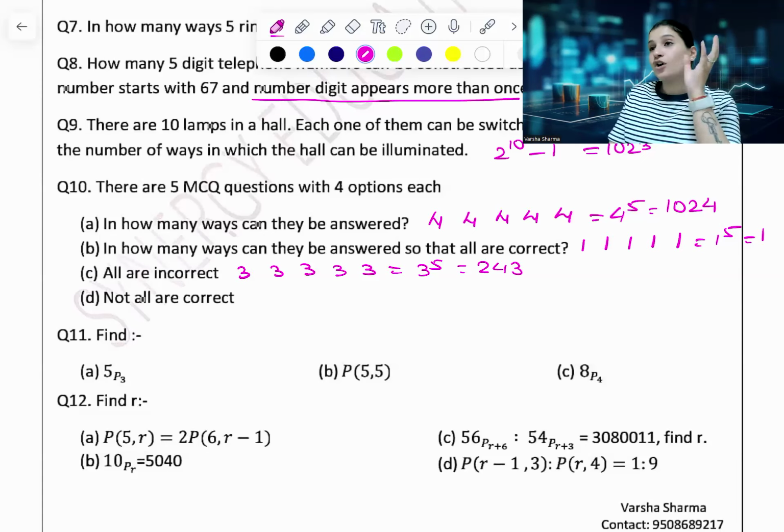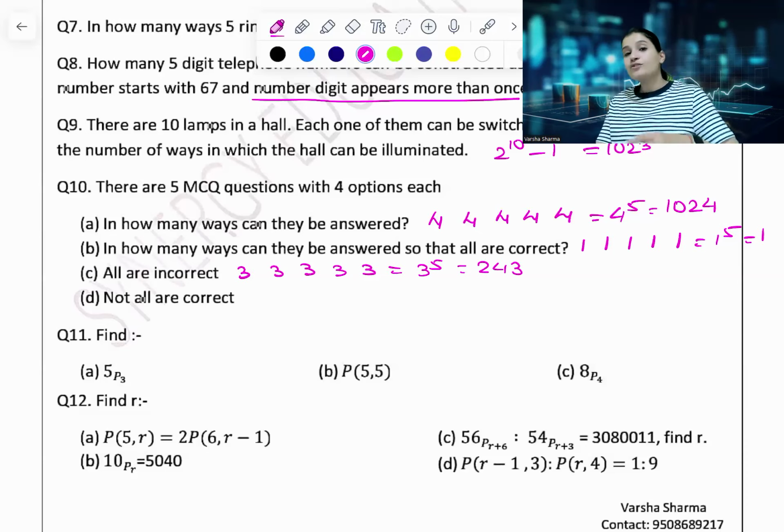In D, it's written not all are correct. That doesn't mean I need to mark all of them wrong. It says all of them should not be correct. That means all the 5 should not be correct, but 4 of them can be correct, 3 of them can be correct, 2 of them can be correct, 1 of them can be correct, none of them can be correct. So there are so many cases. When we have so many cases, what do we do? From the total, we will remove what is not required.